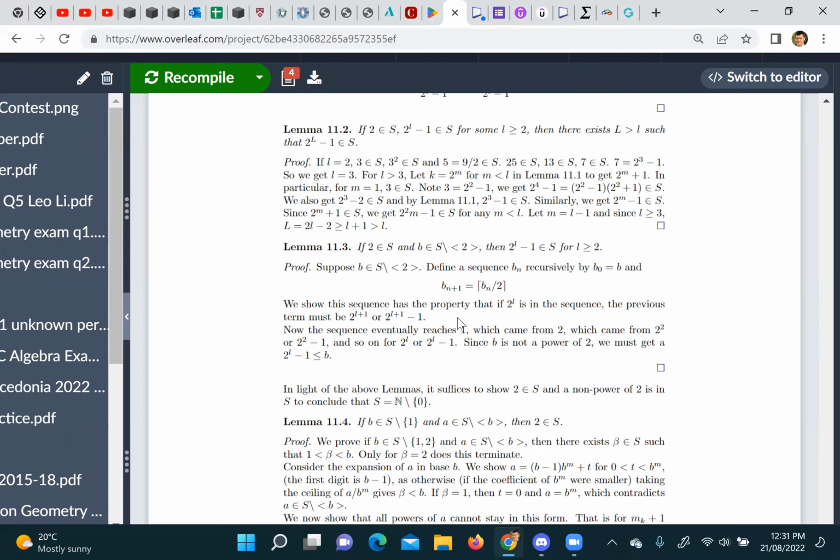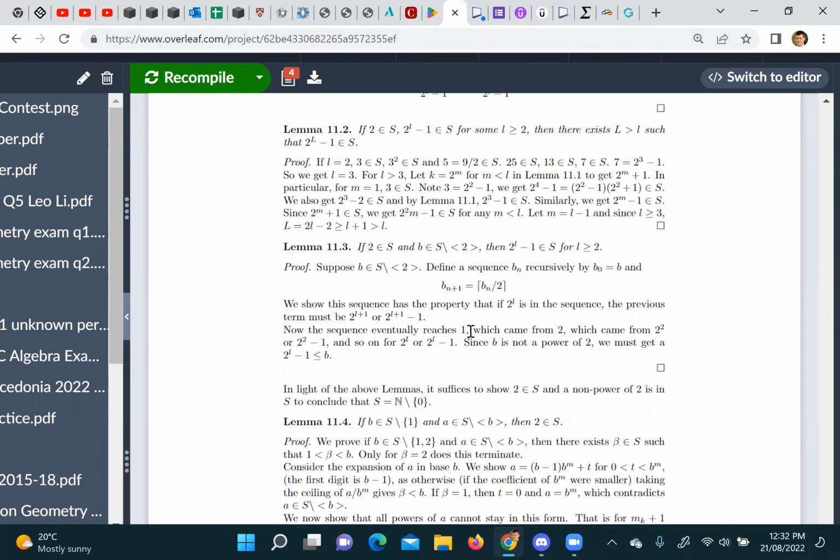We showed this sequence has the property that if 2 to the L is in the sequence, the previous term must be 2 to the L plus 1 or 2 to the L plus 1 minus 1. Now, assuming that the sequence eventually reaches 1, let's say for the first time, otherwise you can just say the sequence terminates when it reaches 1. Yeah, technical, but that has to happen.